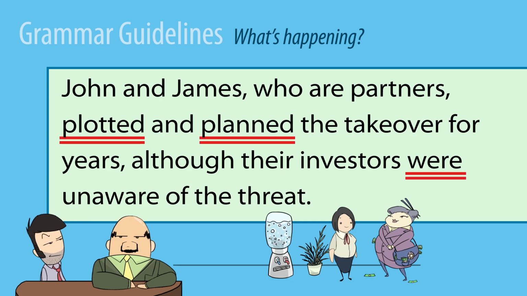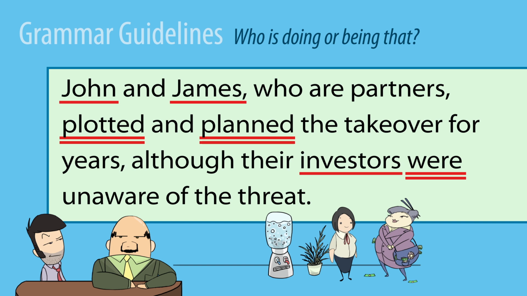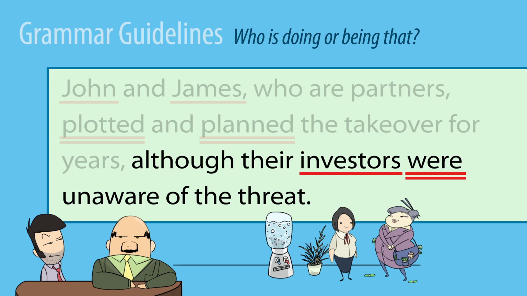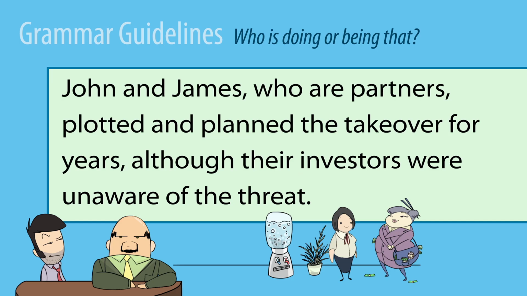Double underline the verbs you found. Now ask, who is doing or being that? Put a single line under the subjects. The partners plotted and planned, and the investors were unaware. The first part is a main idea, and the second is an idea that's dependent on the first idea. We'll learn more about independent and dependent clauses later.